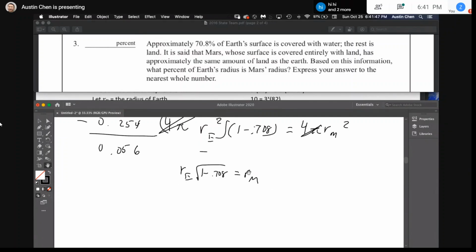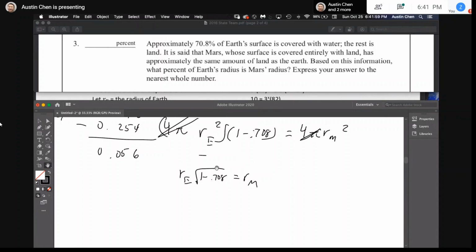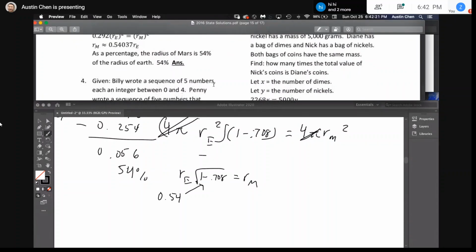And then this is going to be our percent. What percent of Earth's radius is Mars' radius? So this should be our answer, right? 1 minus 0.708 square rooted. And I got 0.54 as this, and so this is just 54%, right? That's the nearest whole number, and our answer is 54%.